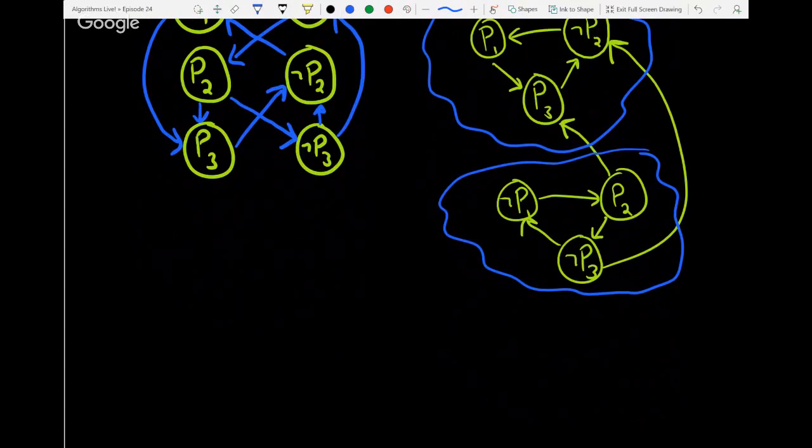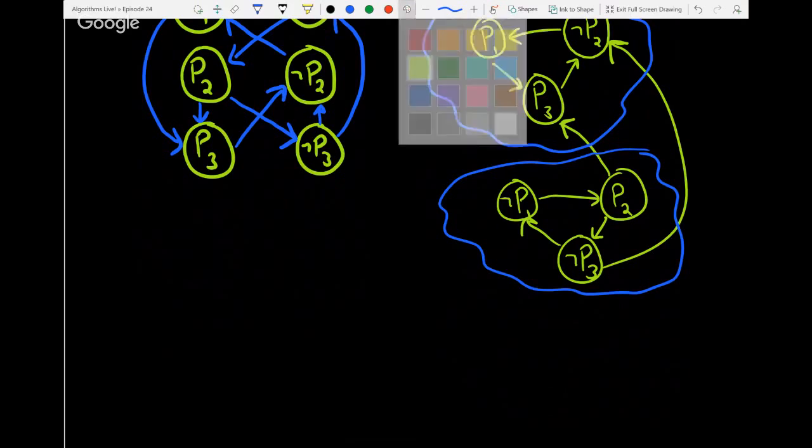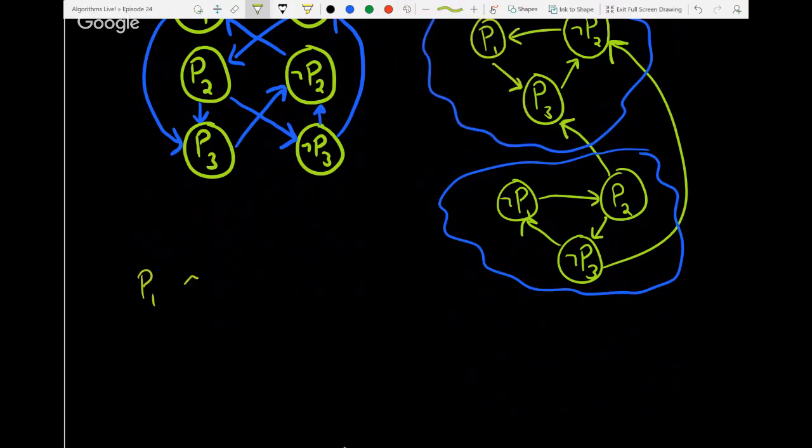So what happens is if you're doing a two-SAT problem and P1 could reach not P1, and not P1 could reach P1, well, that's the same as saying you have P1 true and not P1 true, which is a contradiction. And if you have a contradiction in your compound proposition, then you can't satisfy it no matter what you do. So all you're doing with this implication graph is looking for contradictions.